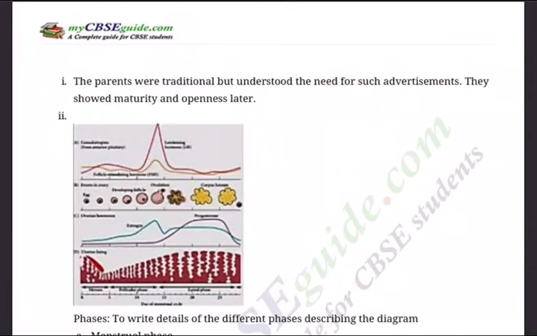What is the choice? Rita and her parents were watching a TV serial in the evening. During a commercial break, an advertisement flashed on the screen which was promoting the use of sanitary napkins. Rita was still watching the TV. The parents got embarrassed and changed the channel. Rita objected to her parents' behavior and explained the need for these advertisements. Question 1. What values did the parents show? The parents were traditional but understood the need for such advertisements. They showed maturity and openness later.